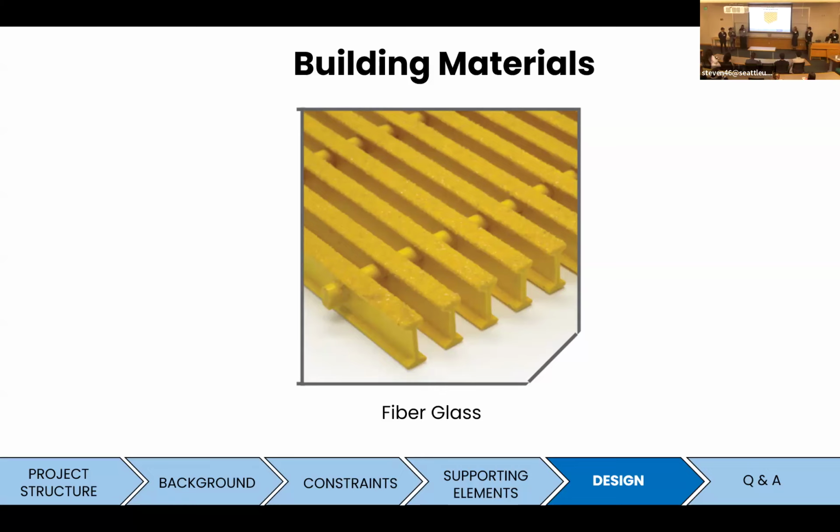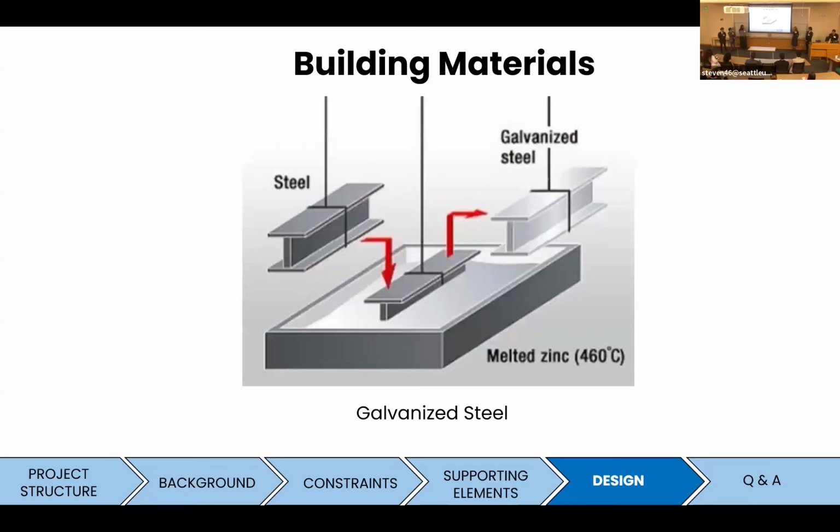Our next building material is going to be galvanized steel. Galvanized steel is produced through a process called hot dipping, wherein the desired steel member is dipped into melted zinc, and from this we get our galvanized steel. So galvanized steel is also rust resistant, and if we make our platform out of this material, it's going to give the platform an extended lifespan of more than 50 years.